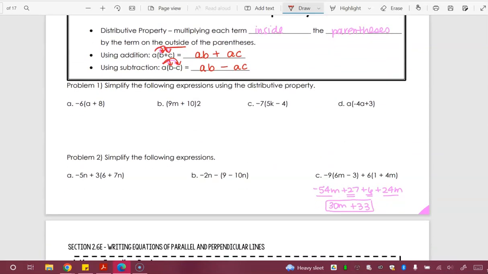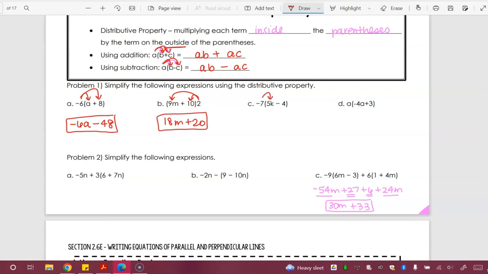So let's practice. I'm going to have negative 6 times a, negative 6 times 8. These aren't like terms, so I'm done. We can still distribute even though it's written in the back. It's kind of funny, but we're still going to do the same thing. 2 times 9m and 2 times 10. These are not like terms, so we're done.